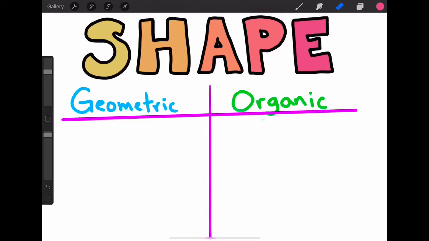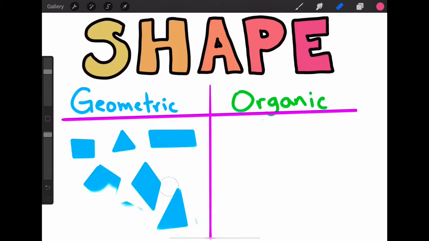Let's start with geometric. Geometric shapes are shapes that are defined by math. These are the ones that have usually straight sides and angles to them. They're your shapes that you think about all the time in your math class, because saying geometric should sound like the word geometry. So these are going to be your squares, triangles, rectangles, pentagons, hexagons, trapezoids. Any of those are all geometric shapes, usually straight edges and corners.